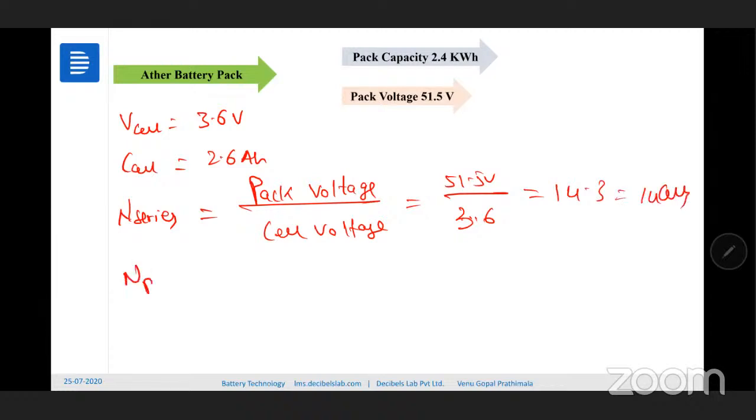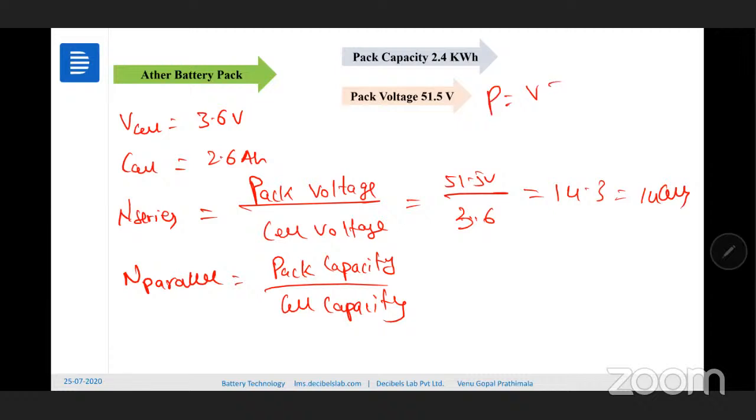Similarly, N parallel, the number of cells connected in parallel, is nothing but pack capacity divided by cell capacity. But here we don't have the pack capacity. So how to calculate the pack capacity? If you know pack energy and pack voltage, then we can calculate the pack capacity. Energy equals voltage into current. Here pack capacity is nothing but energy. So energy equal to 2.4 kilowatt hour equals 51.5 into current, which will be the capacity in amp hours.